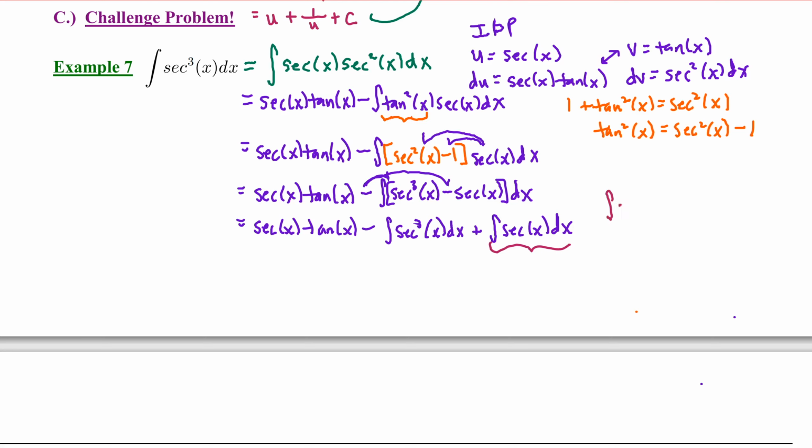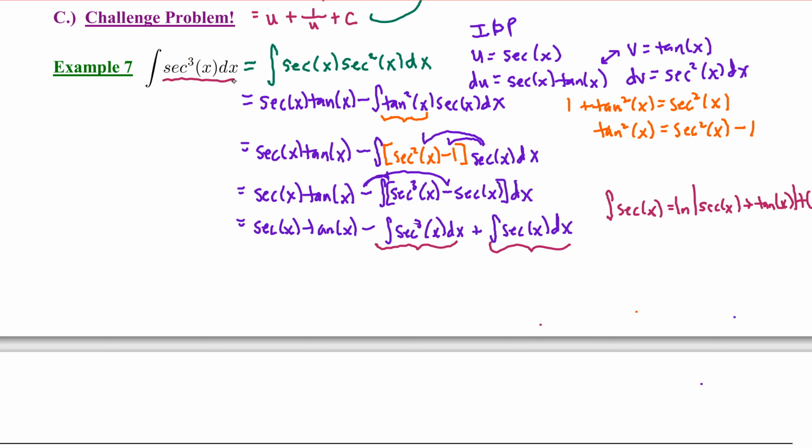Recall that the integral of secant of x is the natural log of the absolute value of secant of x plus tangent of x. So that's one of our new formulas. Remember, you now have a formula for integrating all 6 of your basic trig functions. So I'm going to be able to handle that one easily. But do you notice what we have right here? We have reproduced the original integral. We saw this previously with our integration by parts process.